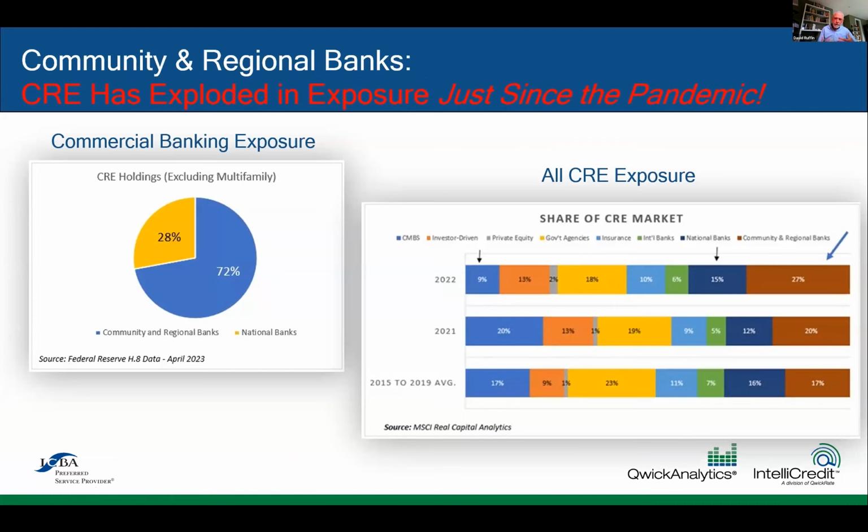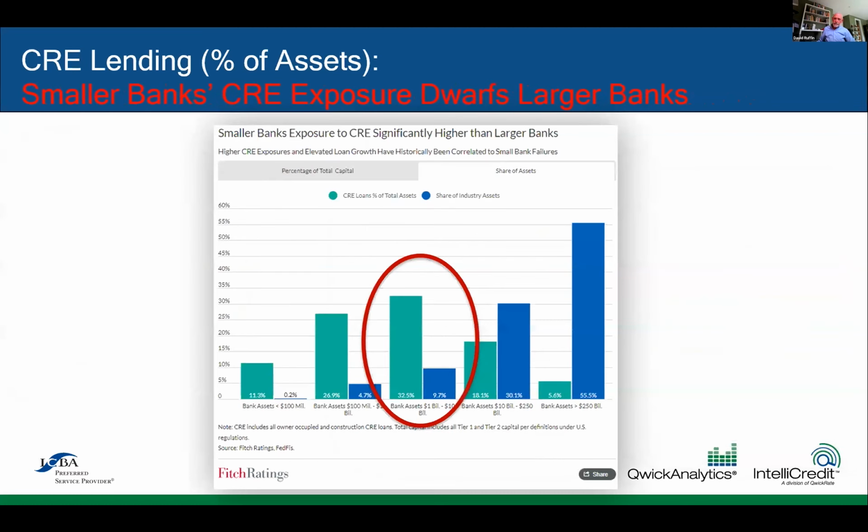And basically what it's saying, if you look mainly at the chart to the right, the 2015 to 2019 averages, which obviously is all pre-pandemic, is in effect looking at every entity that is financing real estate across the U.S. economy. That starts with CMBS, investor-driven, private equity, government agencies, and insurance companies. And when it says national banks, we're not talking about OCC banks, we're talking about what a layman would call a mega bank, and then the regionals and communities. But look where we are at the end of 2022, a significant increase in CRE exposure at the smaller banks. And I do think that is a major concern.